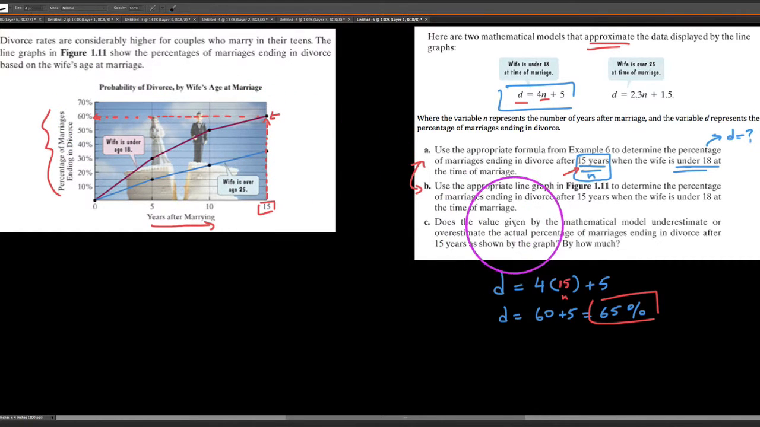So it says, does the value given by the mathematical model underestimate or overestimate the actual percentage of marriages ending in divorce after 15 years shown by the graph? See, our model estimated 65%, where the graph, which actually showed the data, only supported 60%. So we would say that this overestimated by 5%. So about the only other thing I want to do is look at how these models stack up against the actual data chart over here.